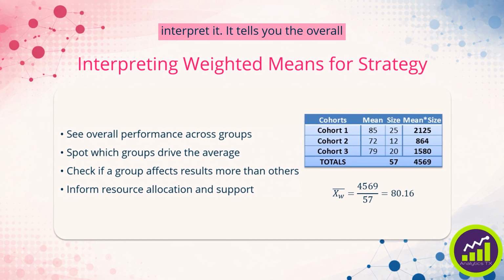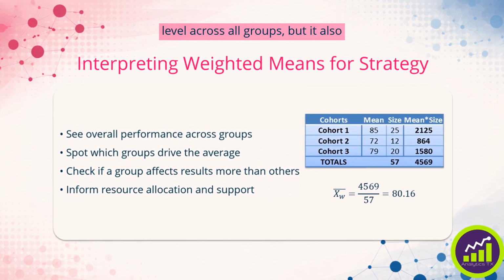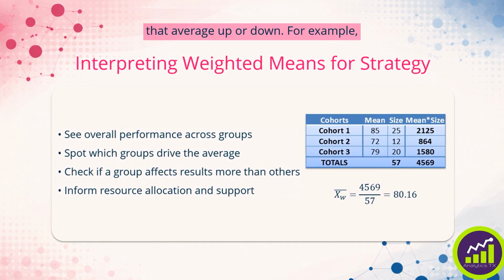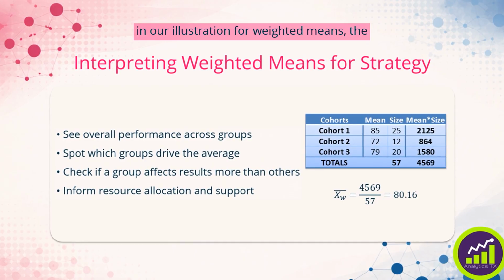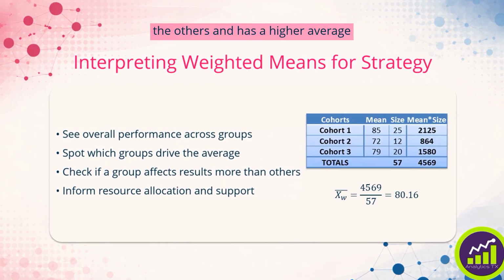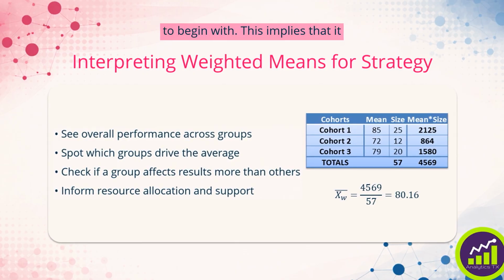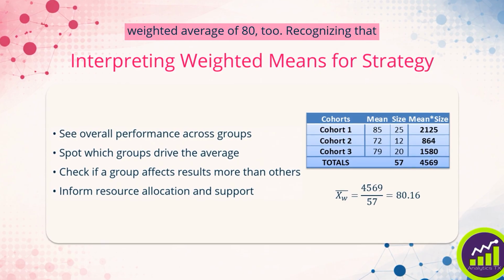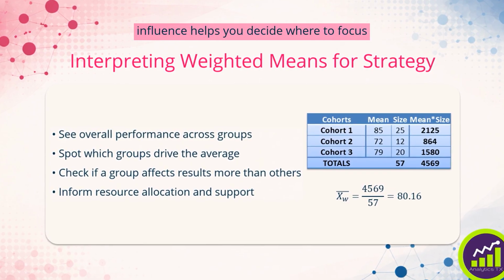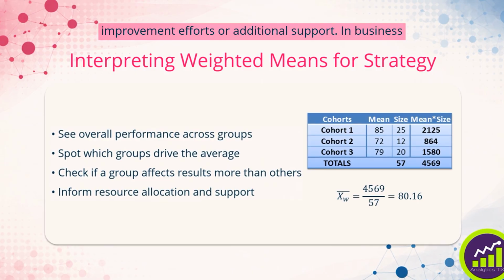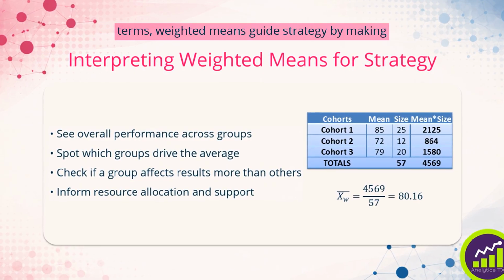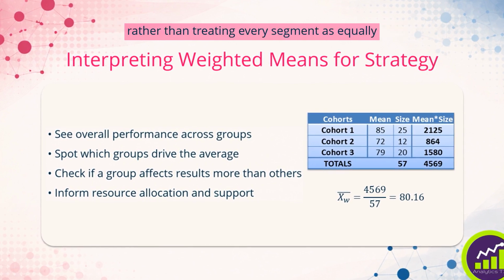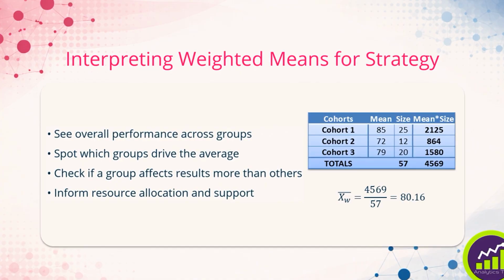It tells you the overall level across all groups, but it also invites questions about which groups are pulling that average up or down. For example, in our illustration for weighted means, the first cohort is bigger as compared to the others and has a higher average to begin with. This implies that it might have more pull on the final weighted average of 82. Recognizing that influence helps you decide where to focus improvement efforts or additional support. In business terms, weighted means guide strategy by making clear which segments truly shape overall performance, rather than treating every segment as equally important by default.